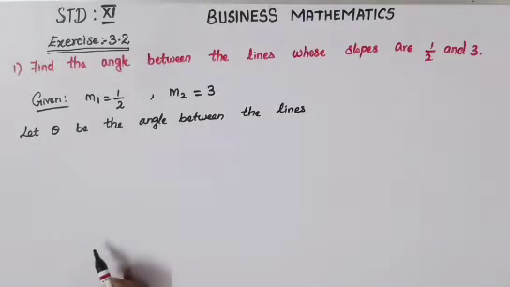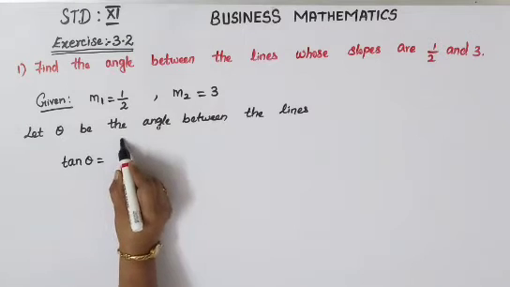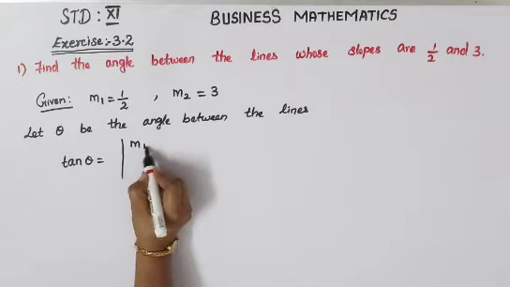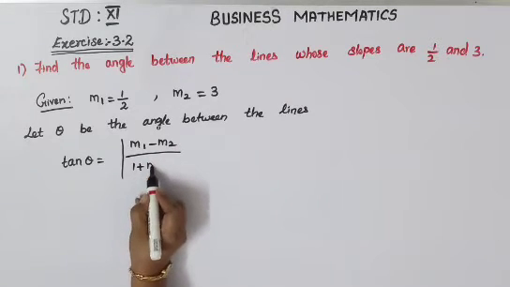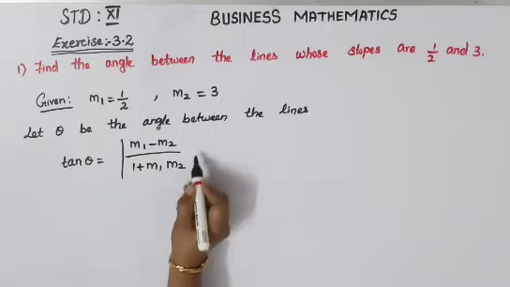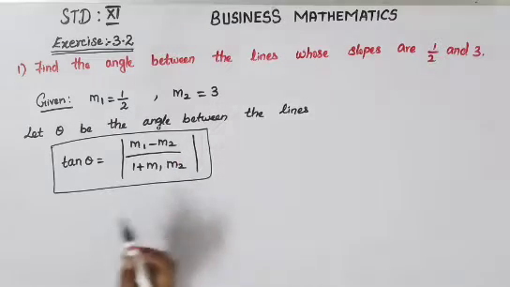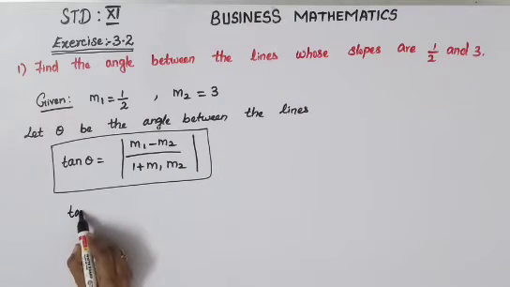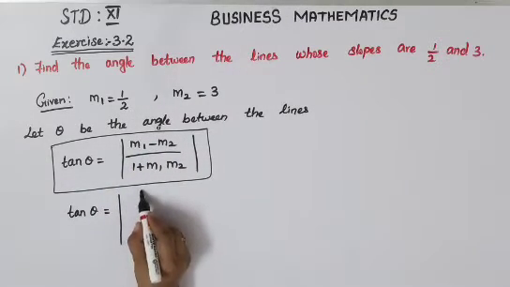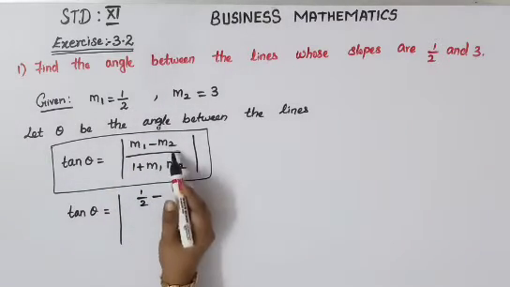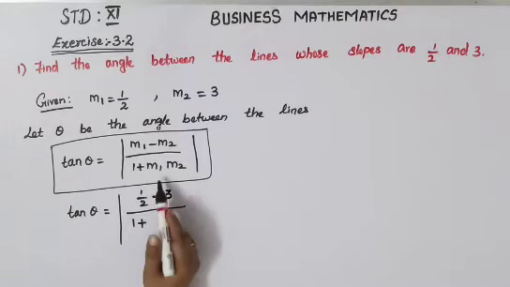So to find the angle between the lines, your formula is tan theta is equal to modulus of m1 minus m2 divided by 1 plus m1 m2. In this formula we will have to substitute m1 and m2. So tan theta is equal to, m1 is 1 by 2, so modulus of 1 by 2 minus m2, which is 3, divided by 1 plus m1 m2.